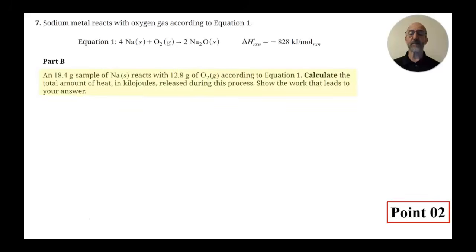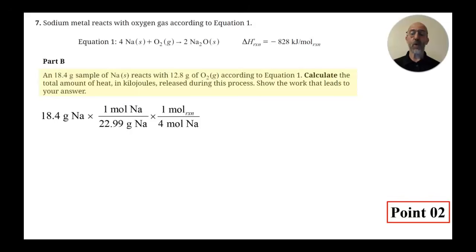Now moving on to the next point, it says an 18.4 gram sample of solid sodium reacts with 12.8 gram of oxygen gas according to equation 1. So we have 2 different reactants. Calculate the total amount of heat in kilojoules released during this process. Because we have 2 different reactants and we don't know which one will be the limiting reactant and which one will be the excess reactant, I'm going to consider that point 2 of this question is to identify the limiting reactant. So first I will go from grams to moles.